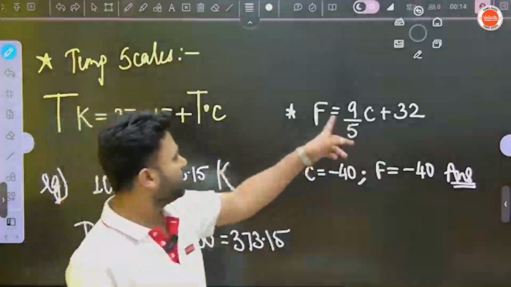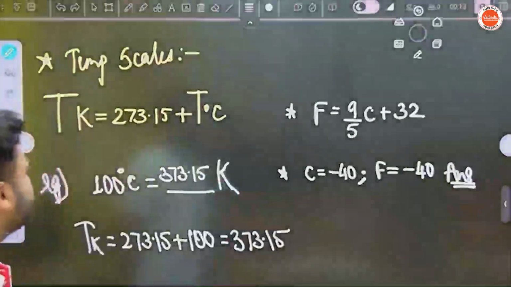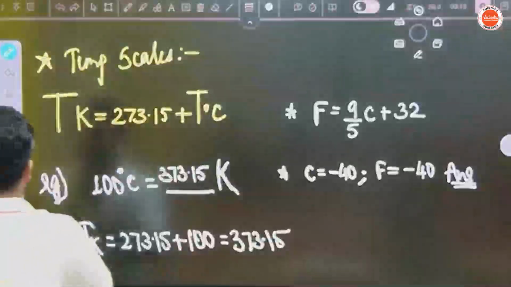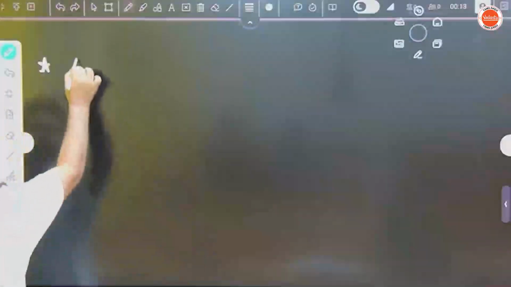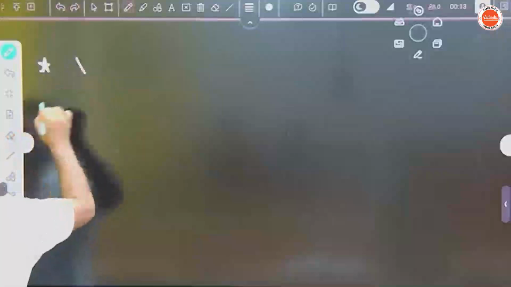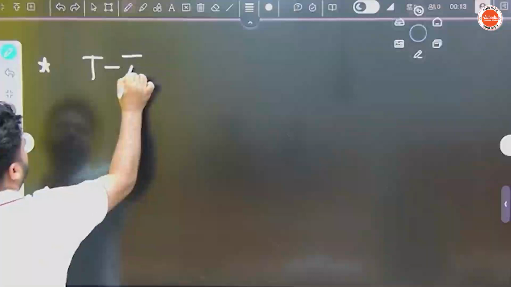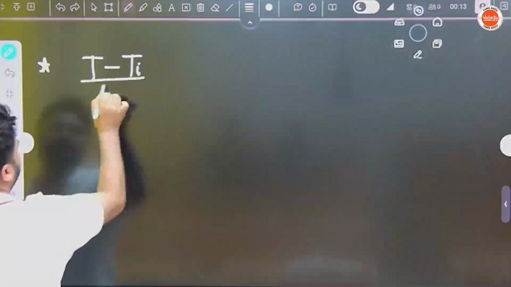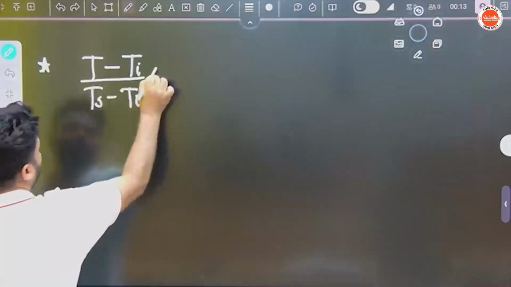If you put minus 40, you will check and see that F value will also come minus 40. See, all the scales follow one rule. Again, I am highlighting, they can ask this time. All the scales follow one rule: X or T minus Ti divided by Ts minus Ti equals a constant.